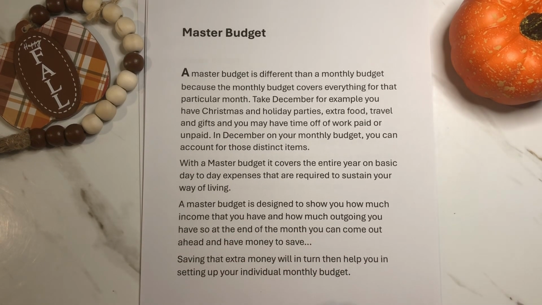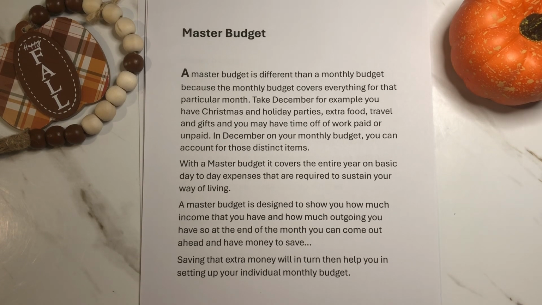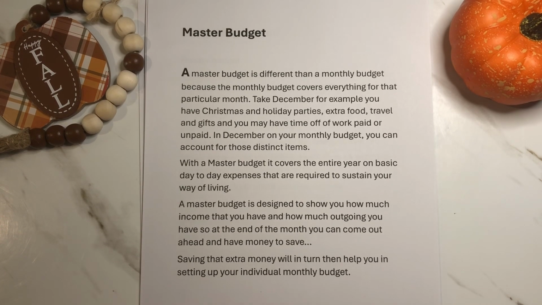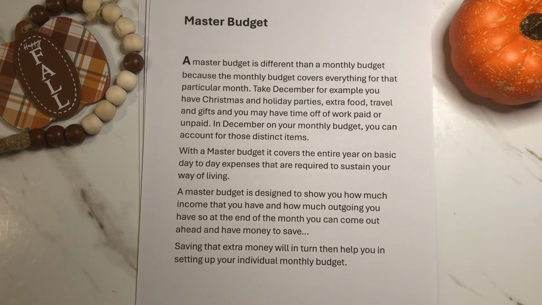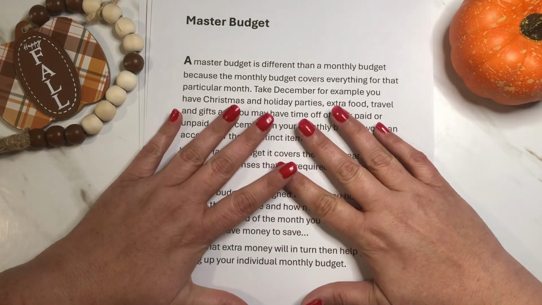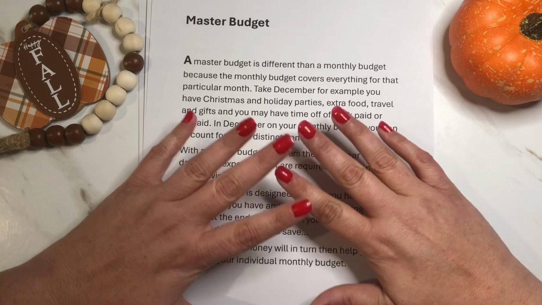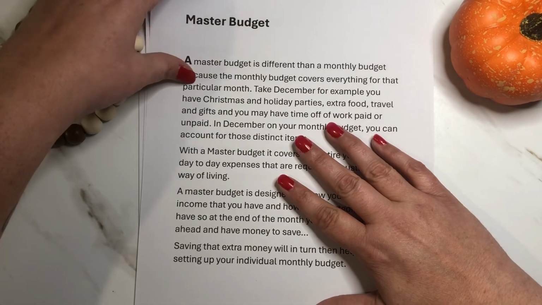But with a master budget, it covers the entire year on basic day-to-day expenses that are required to sustain your way of living. So a master budget is designed to show you how much income you have and how much outgoing you have, so that at the end of the month, you can come out ahead and have money to save for things such as Christmas. So saving the extra money is going to help you set up your individual monthly budget. This is a budget that you use to kind of rely on from month to month.